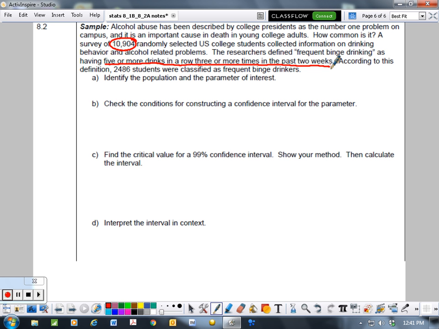So what's the population and what are we trying to measure? So our population is looking at U.S. college students. That's who we're gathering information on. And what we're trying to measure is the proportion that frequent binge drink.